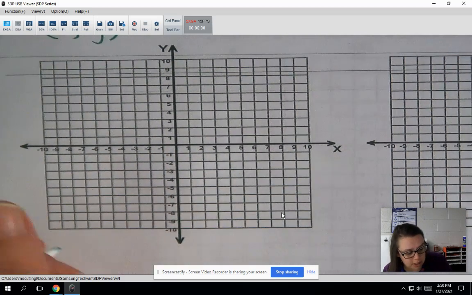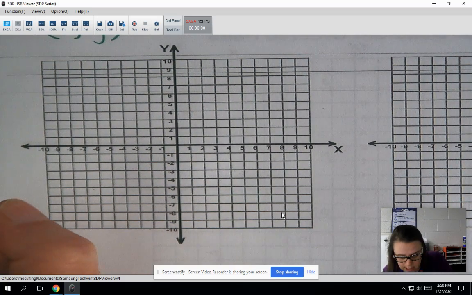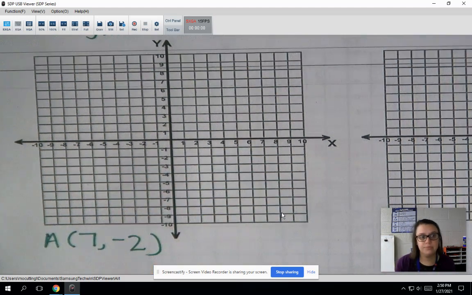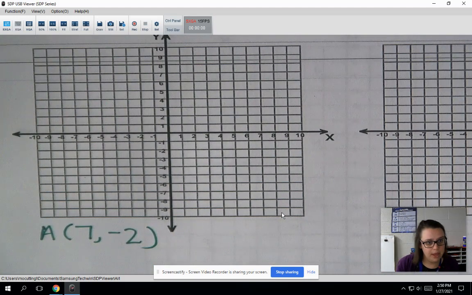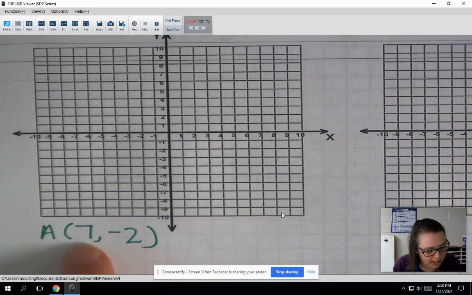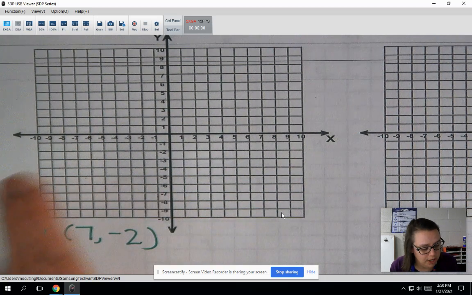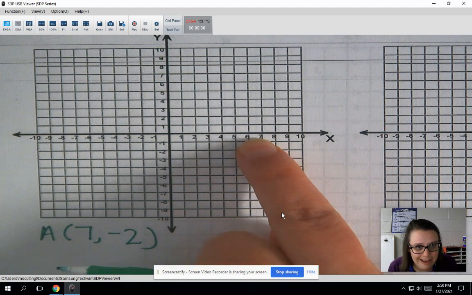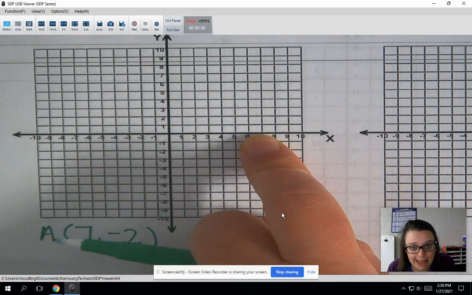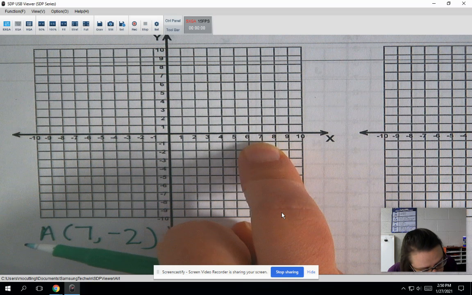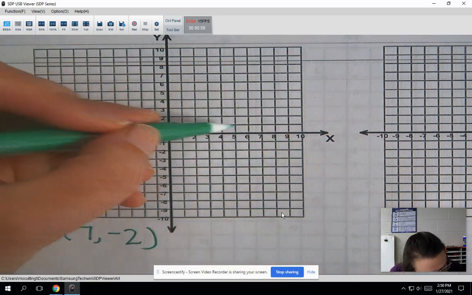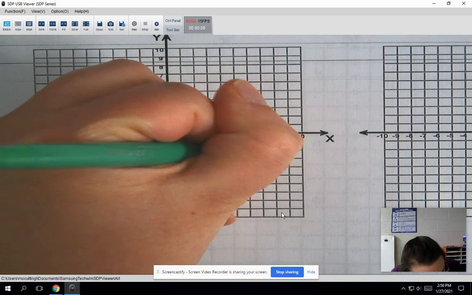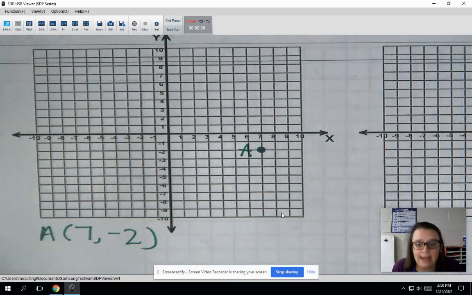So our first point, point A, is going to be at 7, -2. So stick with me. That means 7 I'm finding going across. It's a positive number, so it's going to be +7. And then -2. That negative tells me that I'm going down 2 spaces. So 7, -2 is going to be right here. I'm going to label that point A.